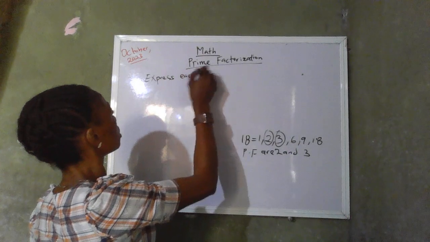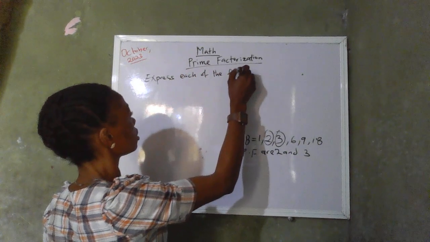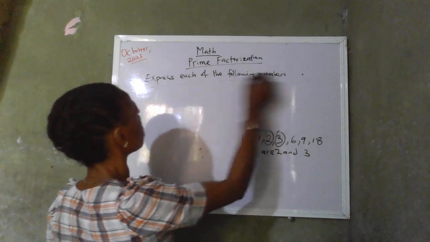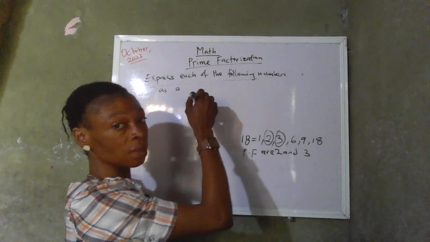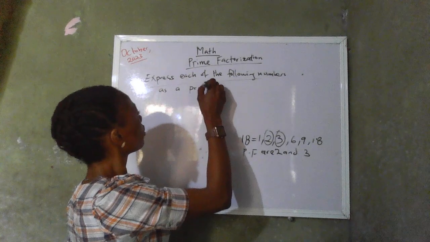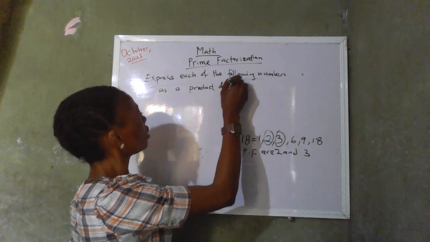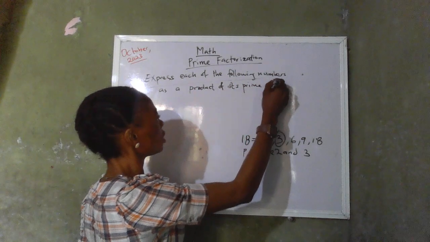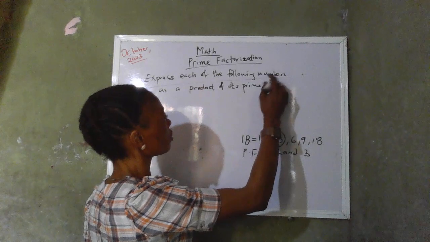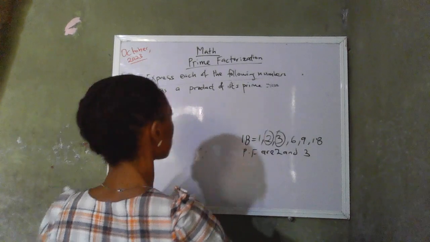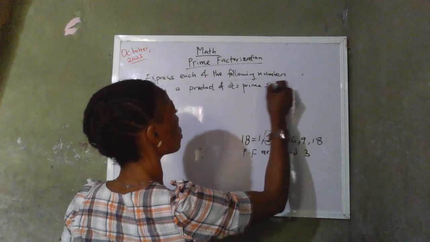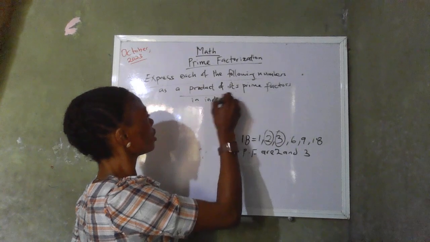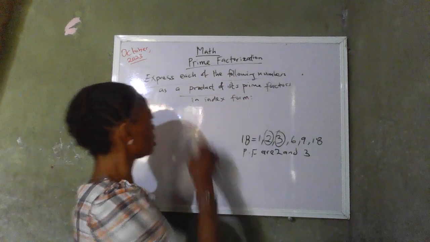Express each of the following numbers as a product of its prime numbers, prime factors rather, in index form. Let's begin with the number 18.